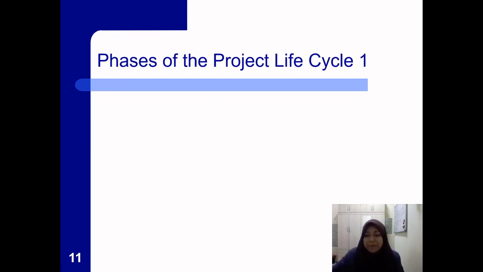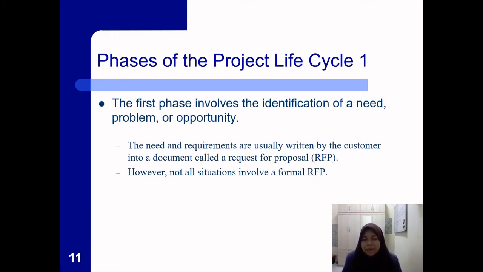Project life cycle number one is about the identification of a need, problem, or opportunity. Whenever there is a need, problem, or opportunity, it means that you need to come up with an idea to solve a problem. When you have a need, it means there are a few challenges to be solved, or a few problems might arise. The needs and requirements are usually written by the customers into a document called an RFP. But as I mentioned earlier, not all situations involve an RFP, because sometimes we just talk about it orally, and then the contractor prepares the proposal to meet the customer's need, problem, or opportunity.